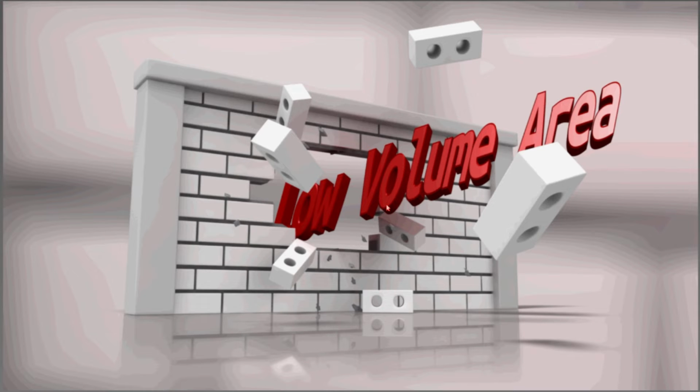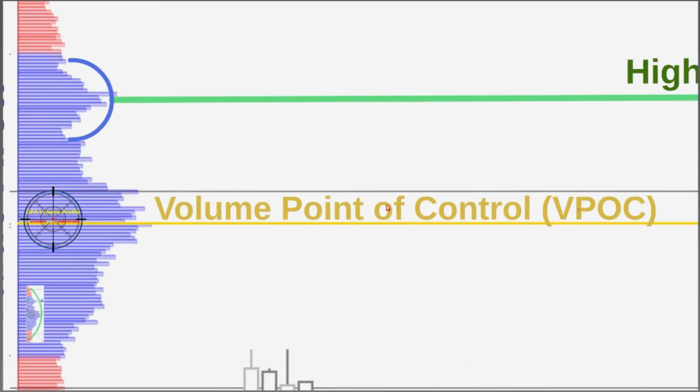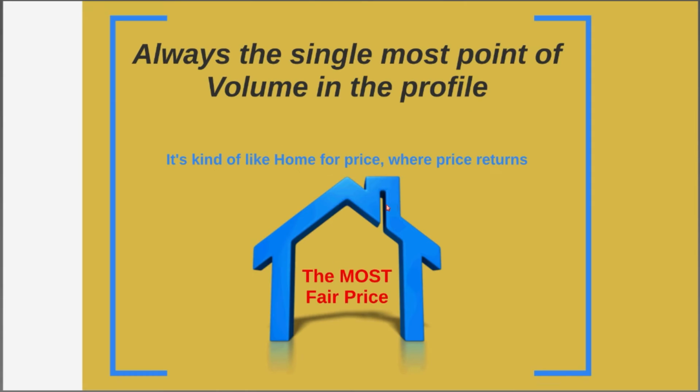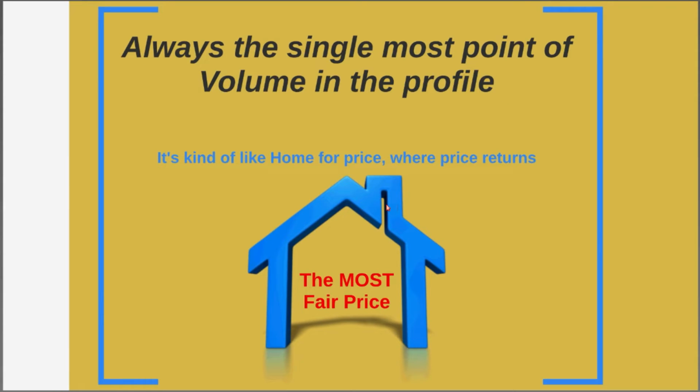So low volume areas either act as brick walls, or they act as slingshots where price comes smashing through that level. Another element of the volume profile is this thing called VPOC, or volume point of control. It is the single highest point of volume in the profile. So if you're looking at a 3-month profile, or a 1-day profile, every volume profile is going to have a point where there is the most volume. And that's going to be volume point of control.